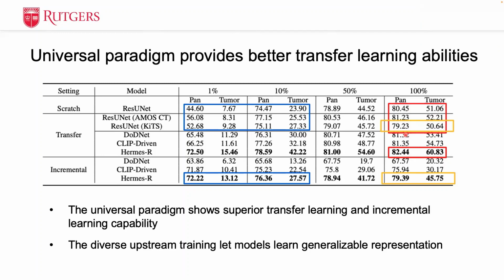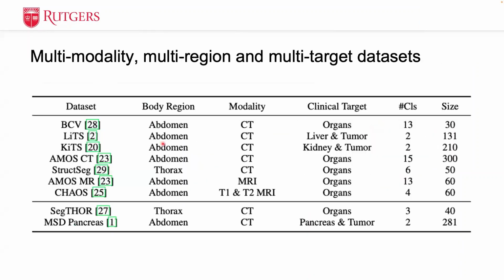So when you say Hermes, it's actually the model trained on the 7 datasets, right? The combination of 7 datasets. Have you compared just training Hermes on the downstream task without the pre-training on the combination of 7 datasets? You mean train from scratch, right? Yeah, train Hermes from scratch on the downstream task. We didn't do that, but we've done this experiment using a single upstream dataset. Like with LiTS and KiTS, we train Hermes from scratch with a single dataset. It actually has a similar performance to ResUNet with its backbone. Okay.